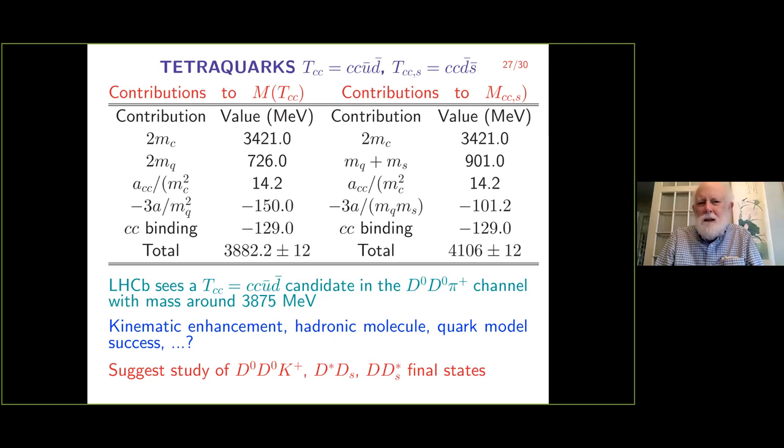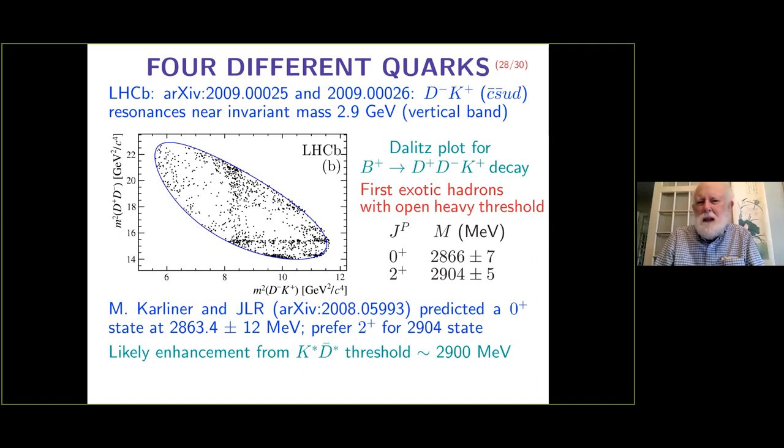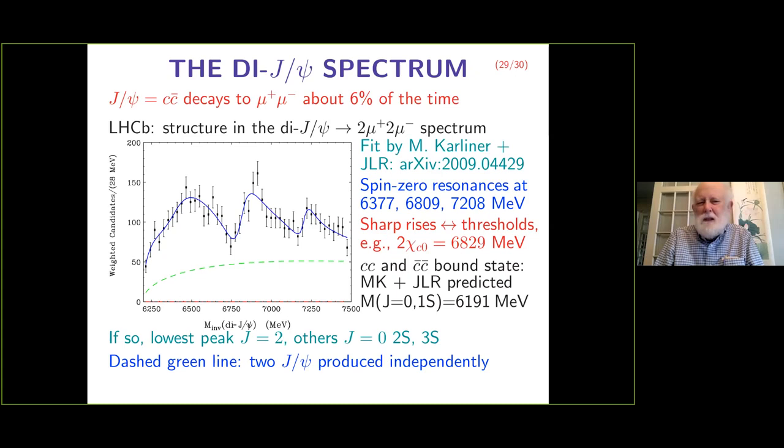I think I'll skip this one. This is the evidence for the c s̄ ū d state. And this is the spectrum for the di-J/psi resonance, and we regard the sharp increase around 6700 and 7200 as the emergence of thresholds, for instance, for the lower one two chi_c0 states, and for the upper one, maybe a pair of psi(2S).